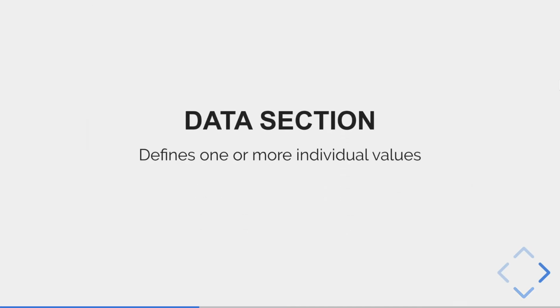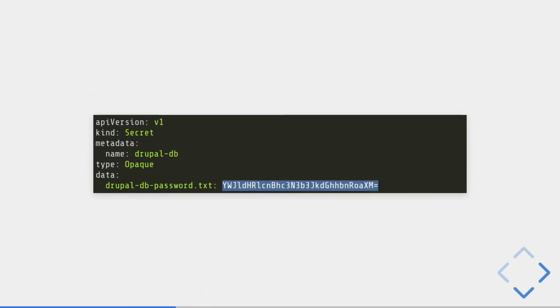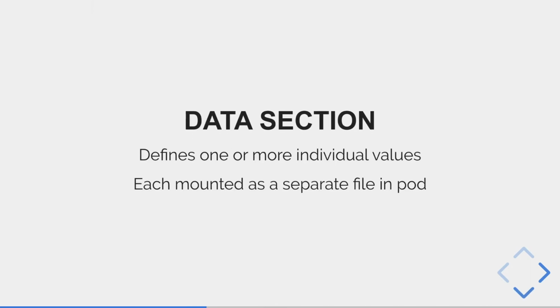So the data section defines one or more individual values, and each one of those is mounted as a separate file in the pod. If we go back to the definition really quickly, you'll notice that there's nothing requiring us to name each data item a file. We can name it whatever we want. I like using file names because it reminds me that when this is mounted in a pod, it becomes its own file. It makes it very easy for me to conceptualize that. So that's why I name them after files.